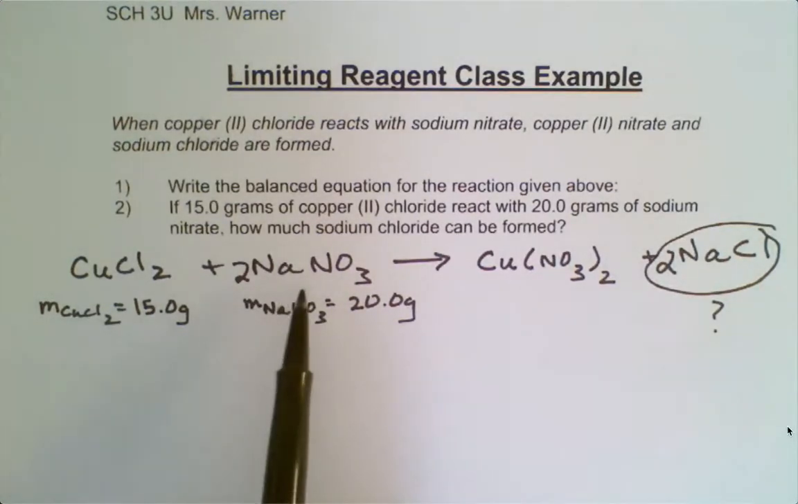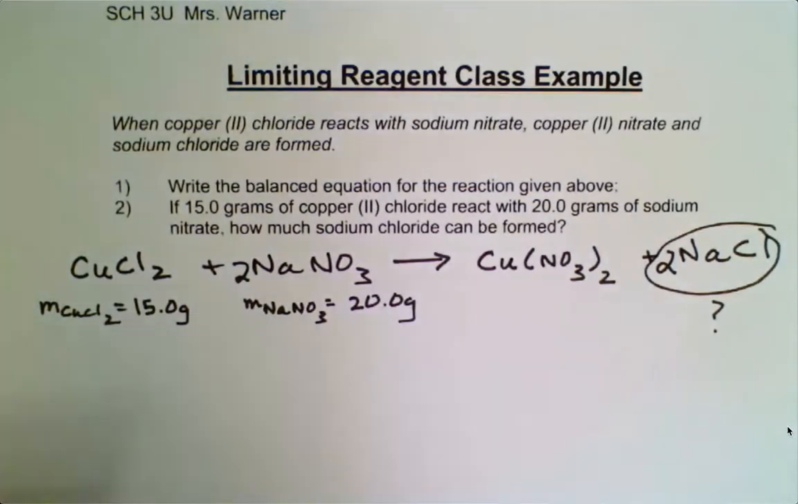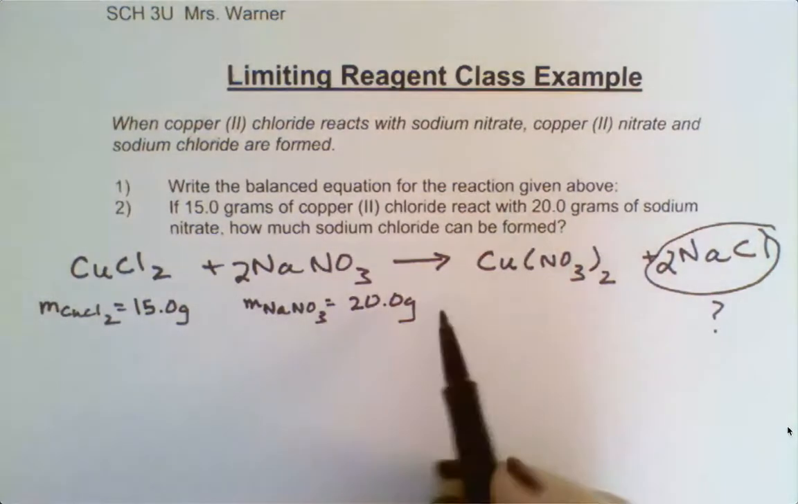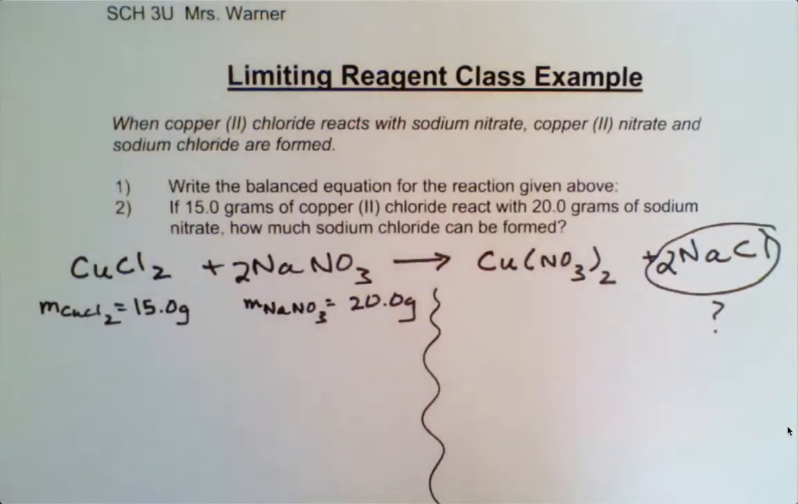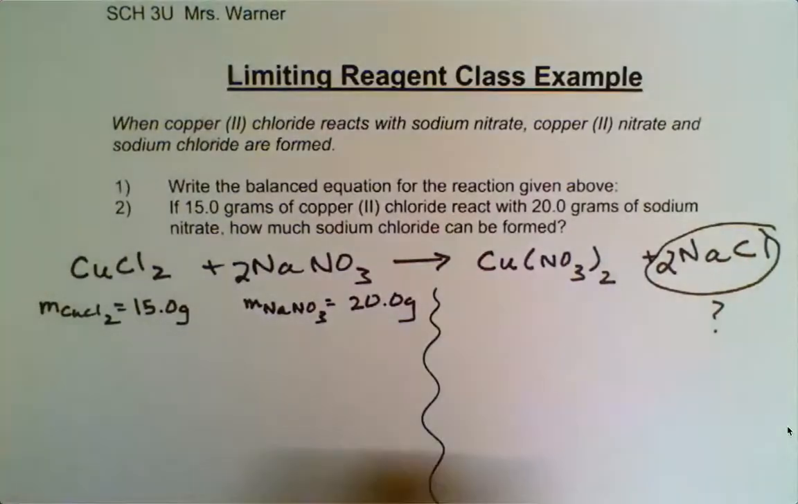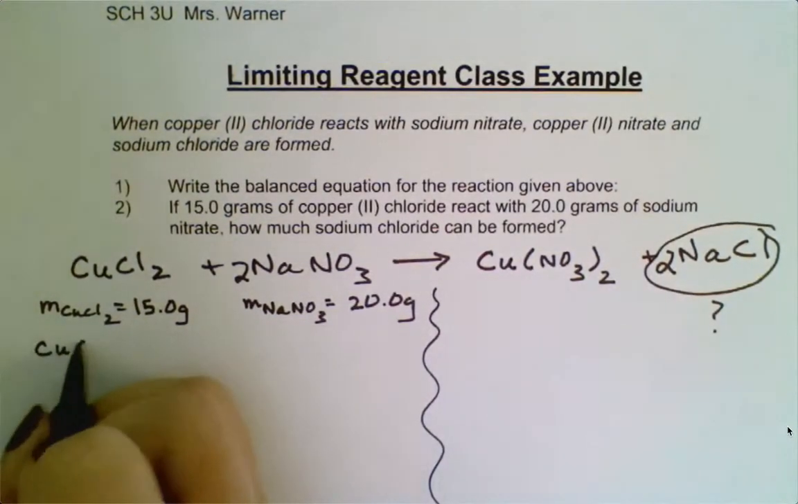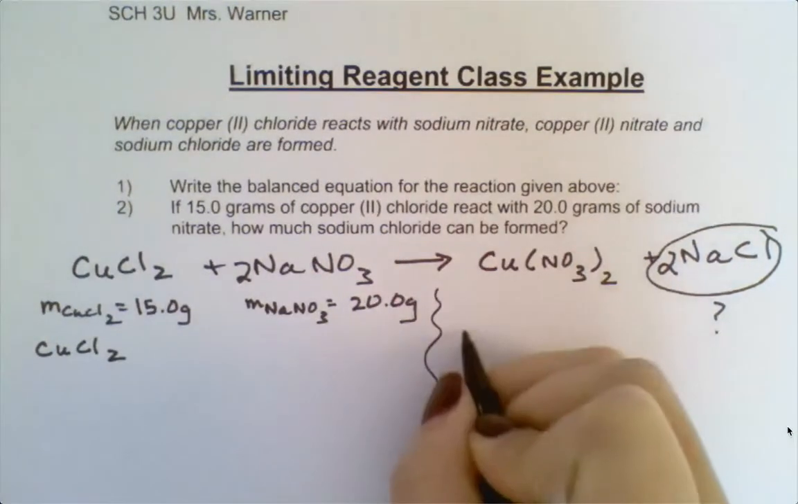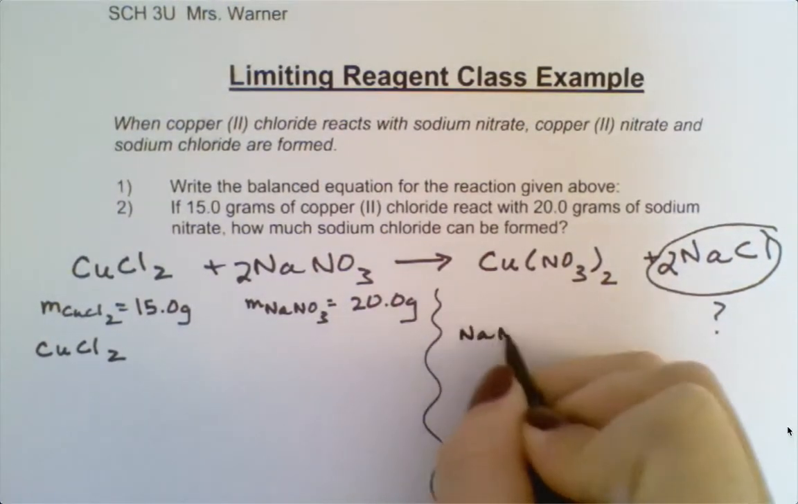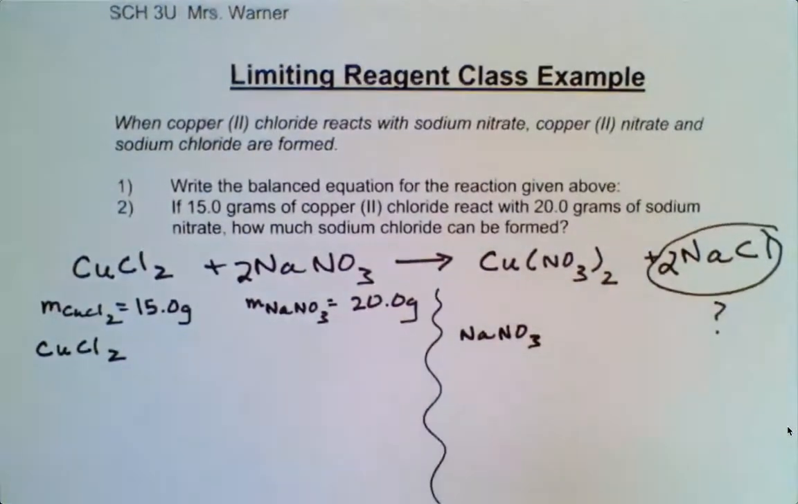And we know that when that reactant runs out first, then we have come to a complete stop of the reaction, and that is the maximum amount of product that we can make at that point once the reactant runs out. So what I do is I tend to split up my page, and I do essentially a mass problem for each reactant on either side. So I'm going to let this side be my copper 2 chloride, and over here I'm going to let this side be my sodium nitrate.